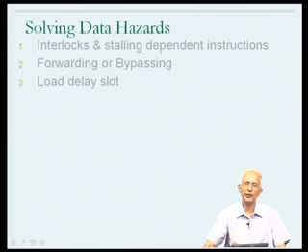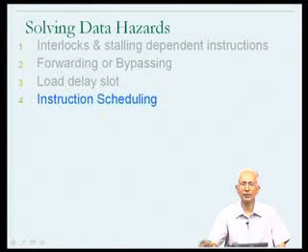A nicer idea was forwarding or bypassing, where a result could be provided from wherever it was available in the processor, such as the ALU output, to wherever it is needed in the processor, such as the ALU input, making it unnecessary for the instructions to communicate data from producer to consumer through a register. It gets bypassed or short-circuited from the point of production to the point of consumption. And there was the idea of the load delay slot, where the problem of the data hazard could be just transferred to the programmer.